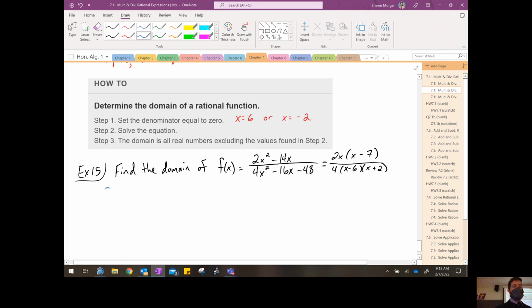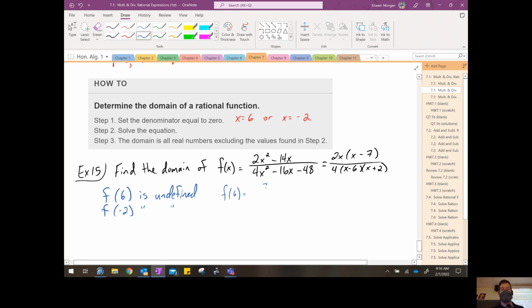In other words, f of 6 is undefined. f of negative 2 is undefined, because if I tried plugging in 6 into this denominator, I'm going to get out a 0. I'll show you what I mean. You don't necessarily have to run these numbers, but f of 6, for example.